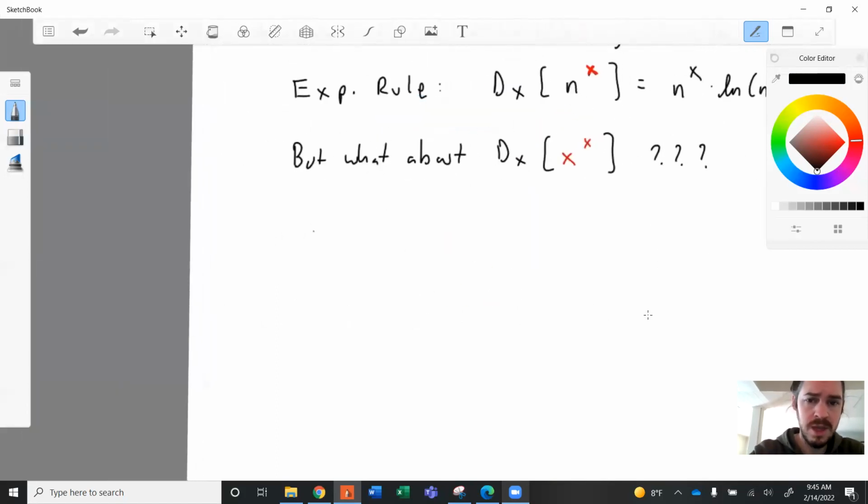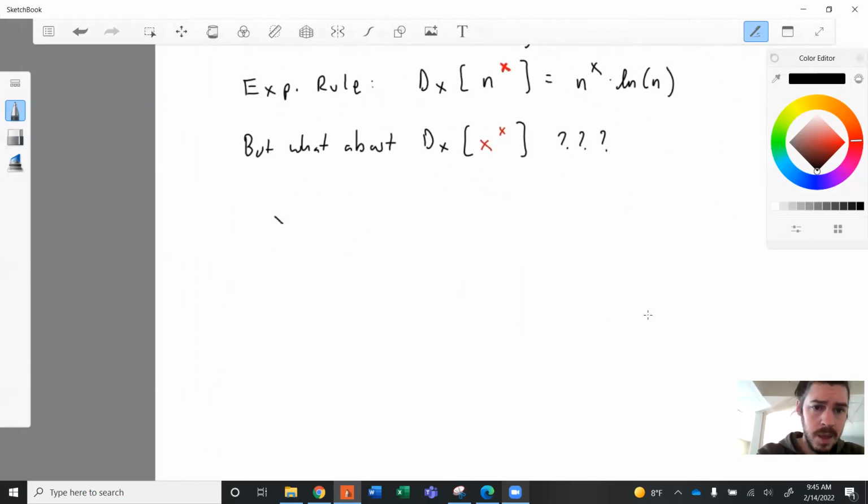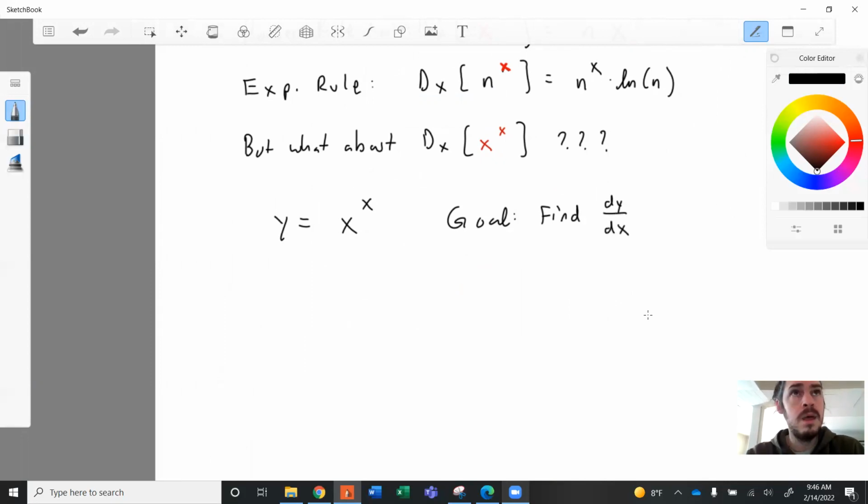Like I said, we're going to use implicit differentiation. So we're going to start with y equals x to the power x. Our goal is to find dy over dx. However, before we start implicit differentiation, we're going to use some rules of logarithms. We're going to use the natural log in particular, because it's the easiest one to work with. We're going to take the natural log of both sides of this equation.